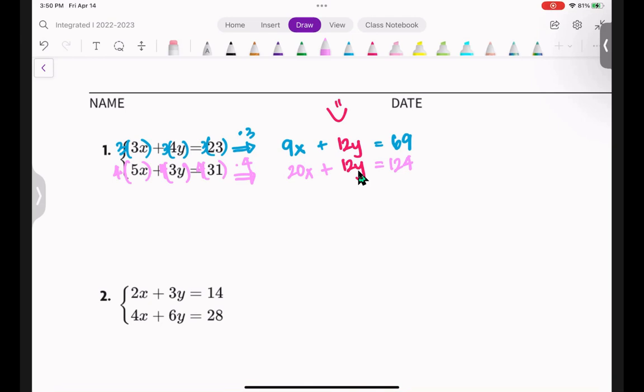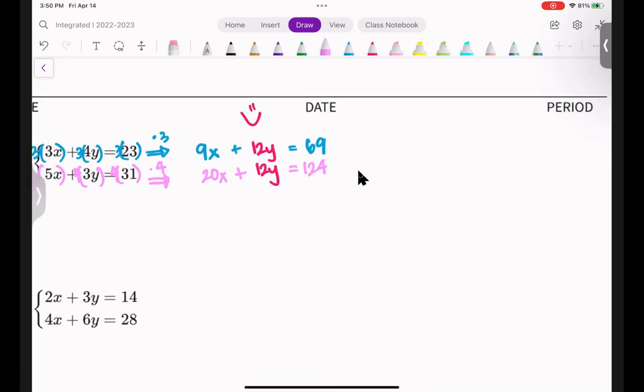And so now I'm going to look at the difference between these two equations. I'm going to subtract, and I would like to not get negatives, so I'm going to switch these two. I'm going to put this one up here: 20x plus 12y equals 124. And I'm going to put this one down here: 9x plus 12y equals 69.